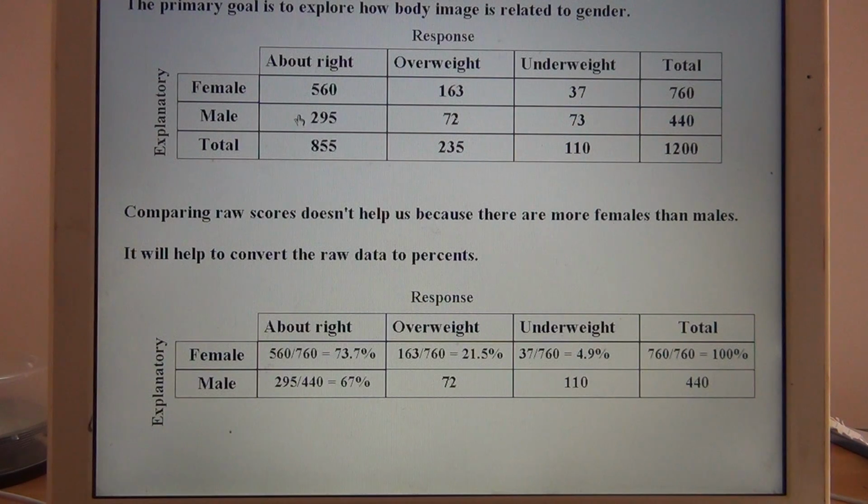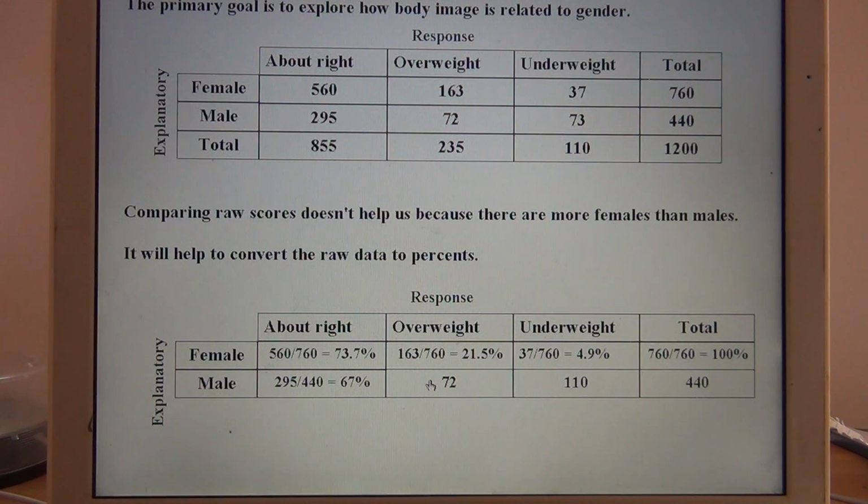We take the total number of males who saw themselves about right, which is 295. We divide it by the total number of males, which is 440, and multiply by 100, and we get 67% of the males see themselves as about right.